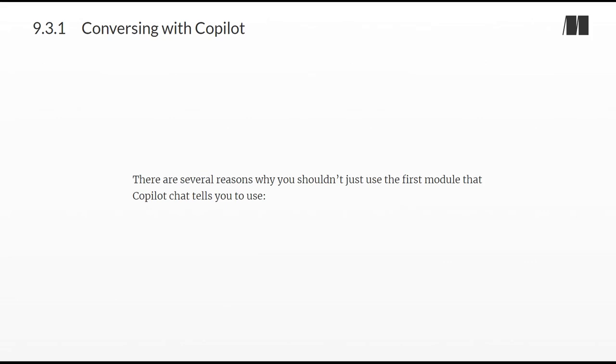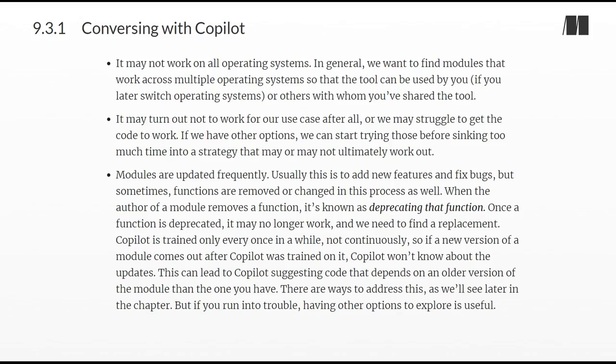There are several reasons why you shouldn't just use the first module that Copilot Chat tells you to use. It may not work on all operating systems. In general, we want to find modules that work across multiple operating systems so that the tool can be used by you, if you later switch operating systems, or others with whom you've shared the tool. It may turn out not to work for our use case after all, or we may struggle to get the code to work. If we have other options, we can start trying those before sinking too much time into a strategy that may or may not ultimately work out.